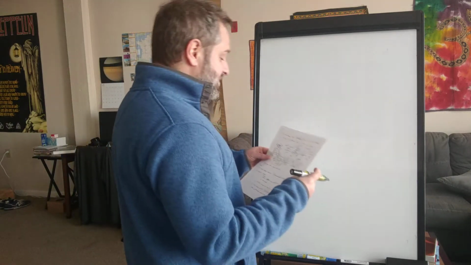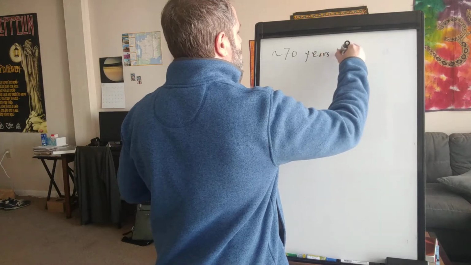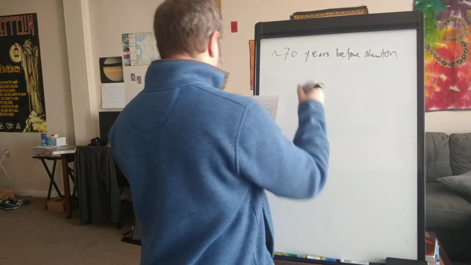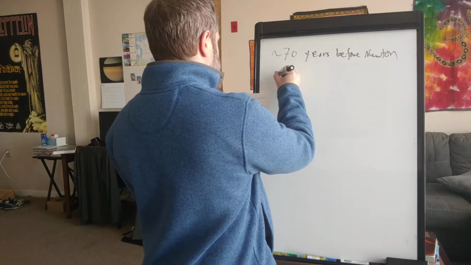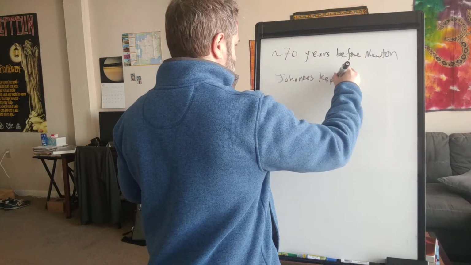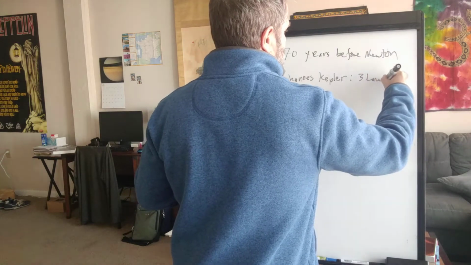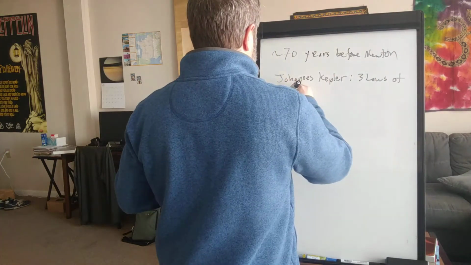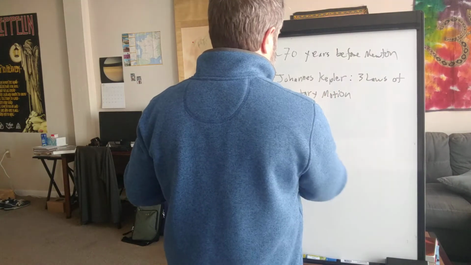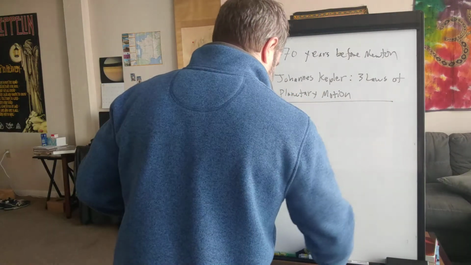This is about 70 years before Newton. Along came Johannes Kepler, and he published his 3 laws of planetary motion. Things are getting kind of hard to read. Switch.